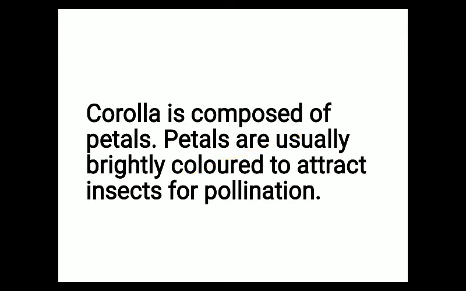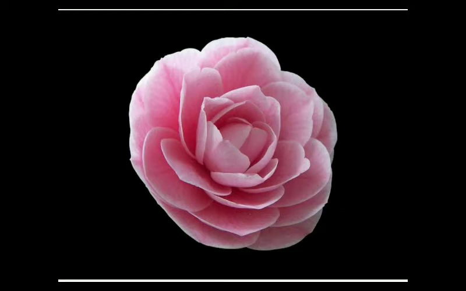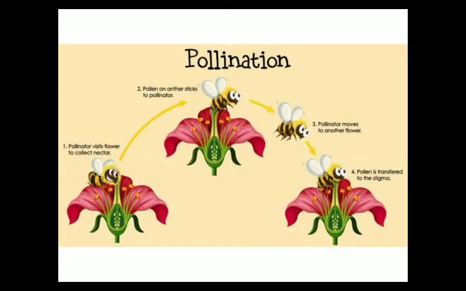And why are these petals brightly colored? To attract insects for pollination. What is pollination? Simply the transfer of pollen grains from anther to stigma. This is known as pollination. So the corolla consists of petals. One individual brightly colored wing-like structure is known as a petal, and all the petals of a flower are collectively known as the corolla. And what is the function of these brightly colored petals? They attract insects, due to which pollination takes place in the flower.